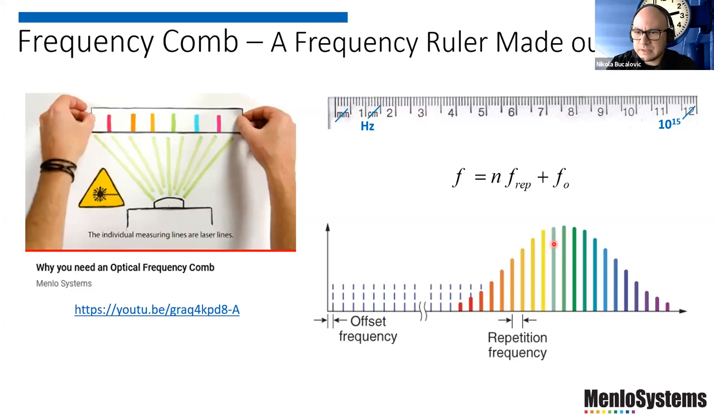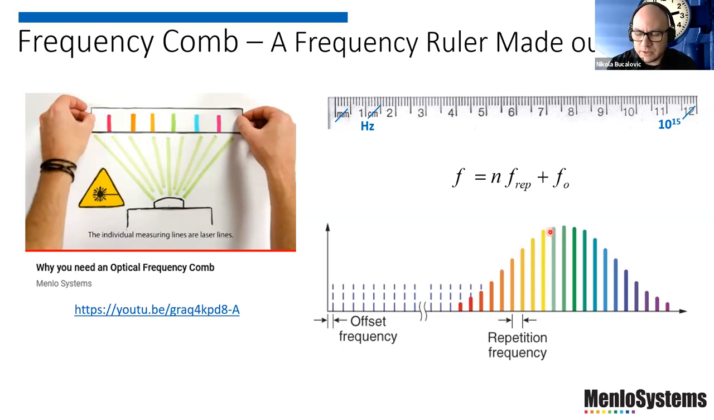So basically, you shine unknown light, you down convert it to the microwave, because the repetition rate, the distance between two modes of the frequency comb, is usually some 100 megahertz to gigahertz, which means microwave frequency. You make the beat, you count the beat frequency, and you have all of the information that you need about the behavior of your laser.